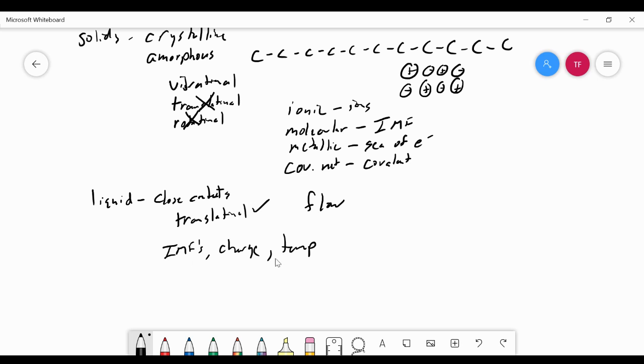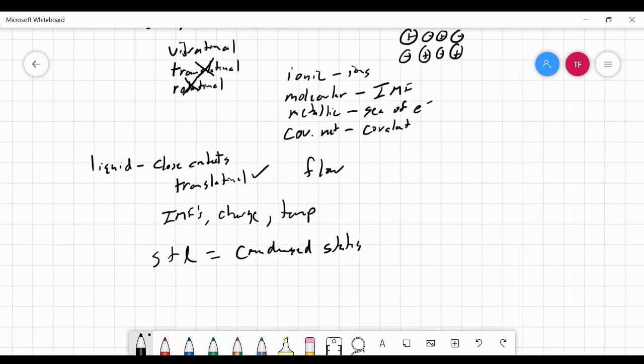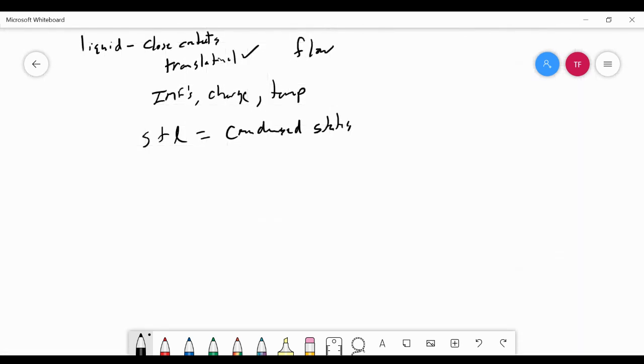Solids and liquids have very similar densities because the molecules are so strongly attracted to one another, and both solids and liquids are called condensed states of matter. These are condensed states. As opposed to gases, gases are not condensed. The particles are very far away from each other. They're spread out from one another.